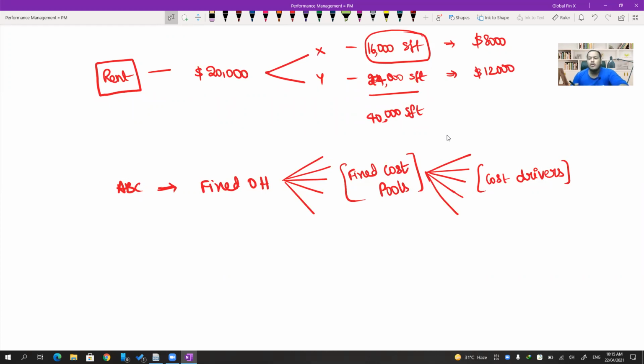Similarly, if I'm talking about something like marketing cost, advertisement cost, the number of hours of advertisement spent on each product could be a basis of absorption, right? So like this, we can allocate the total fixed cost to the respective units based upon the respective cost drivers.